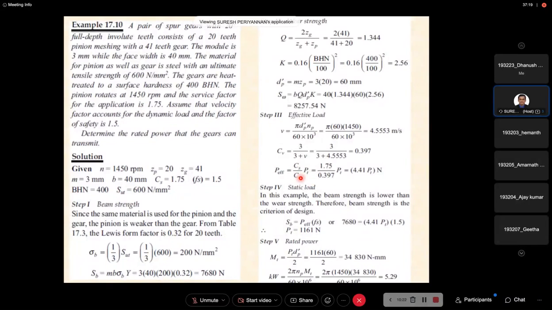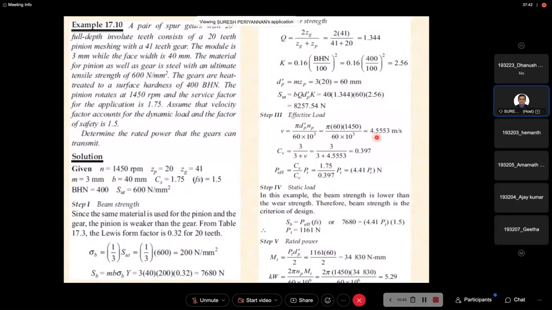Then we have to find out the velocity factor. Before finding the velocity factor Cv, we have to find out the pitch line velocity of the pinion. The pitch line velocity of the pinion is π dp n by 60. That's all, this is the standard formula. From this, we are able to find out the pitch line velocity of the pinion.